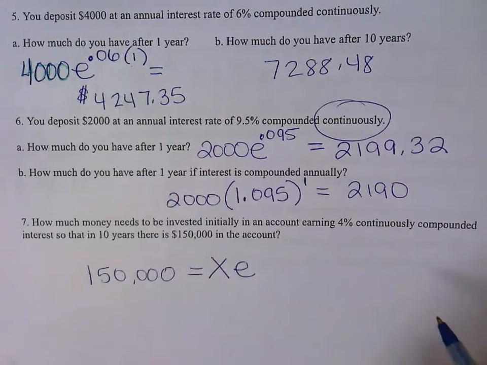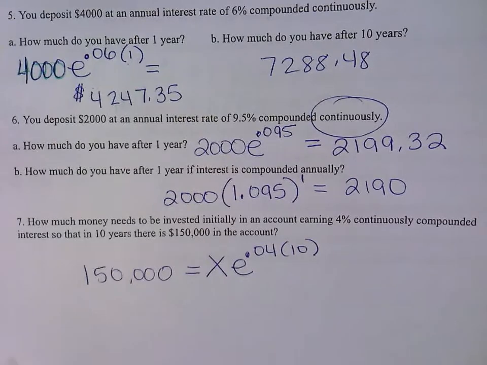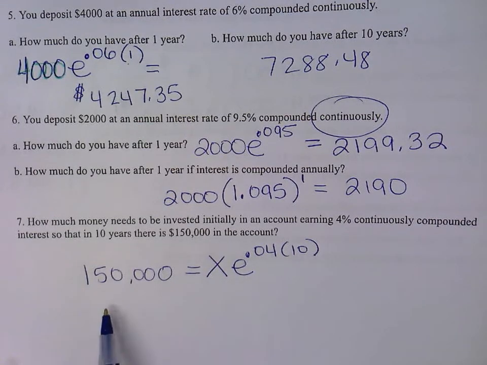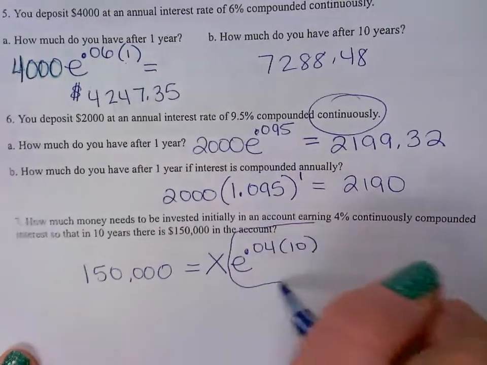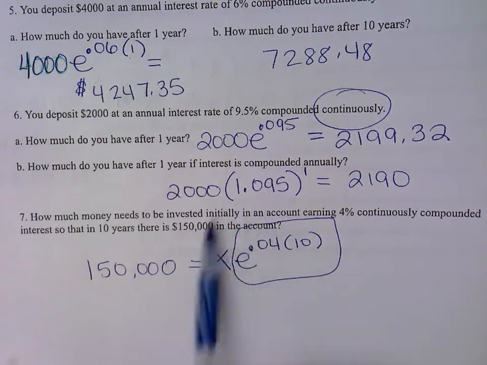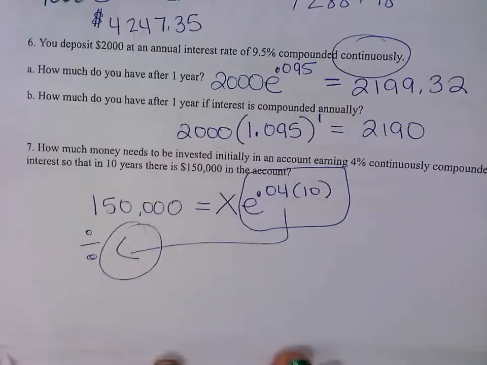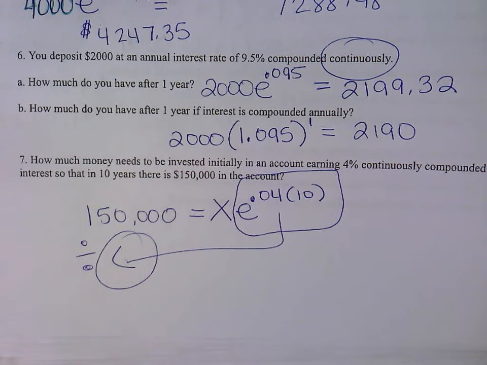E, because it's continuous, and then 0.04 times 10 years. And this is a problem we don't have to guess and check on because this is a number. I can take E, raise it to the 0.04 times 10. That will be a number. So whatever that number is, you're going to take 150,000 and divide by that number to move it to the other side. So how much do we need to invest? 100,000? 60,000? So see how much you would need to invest. Try to use all the decimal places so it's as exact as possible.